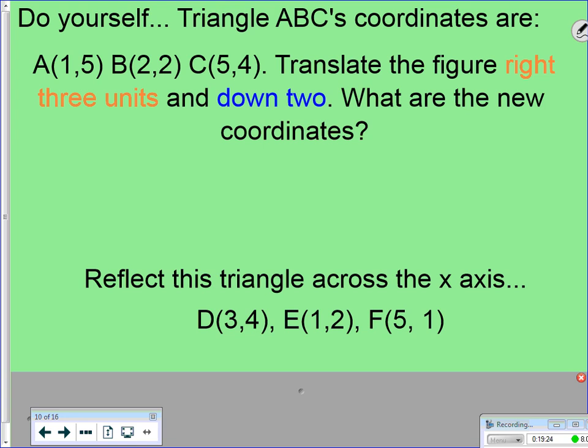Right 3, down 2. I think the easiest ones are the downs, because you know what you got to do. Or up, you got to add. Down, you subtract. That's pretty simple.